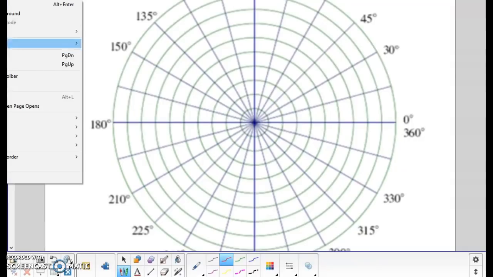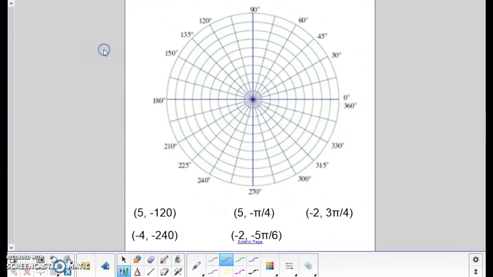Let me zoom this out a little bit so you can see better. So a couple other points to play with. If we look at 5, -120, we'll do this one in red. The radius is positive. I'm going to go to the -120 degrees. That's -90, so -120 is going to be this angle right here. So I'm going to face that direction, and I need to go out 5 units.